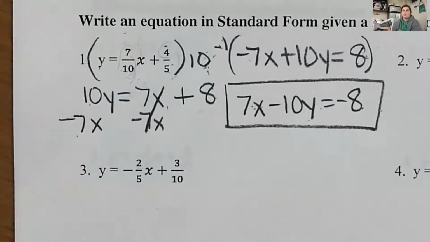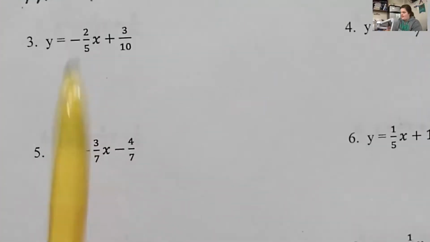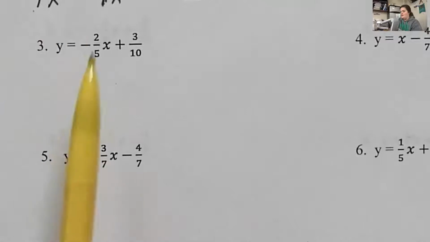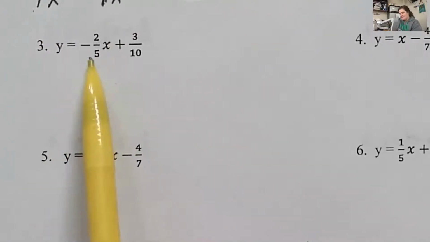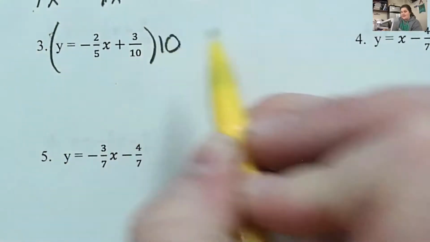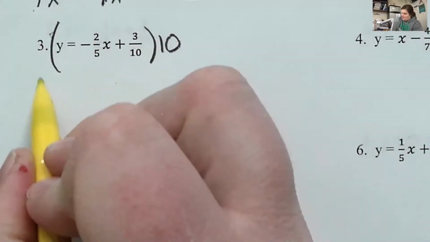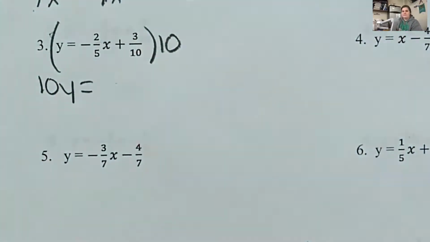Okay. We're going to keep trying. We're going to keep doing some more. Number 3, again, look for that common denominator. So the smallest, biggest number that they both go into, well, in this case, it's 10. So I'm going to multiply everything by 10 so I can get rid of those fractions. 10 times y gives me 10y.